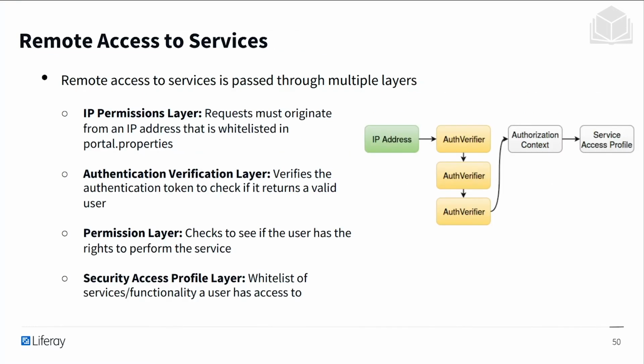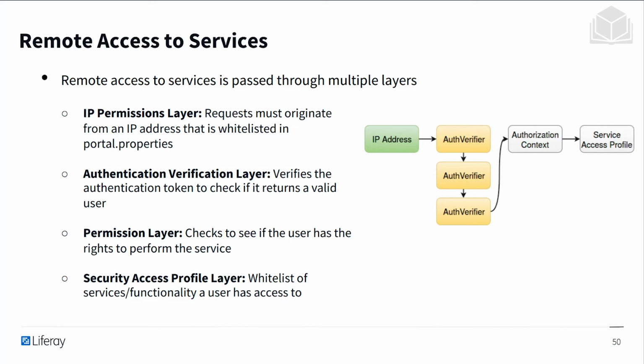Let's look at remote access to services. The remote access to services is passed through multiple layers, and this gives additional security to your application. You have an IP permissions layer, and all requests must originate from an IP address that is whitelisted in portal properties, and this greatly filters out any malicious IP addresses. You can also take advantage of the authentication verification layer, and this verifies the authentication token to check if it returns a valid user.